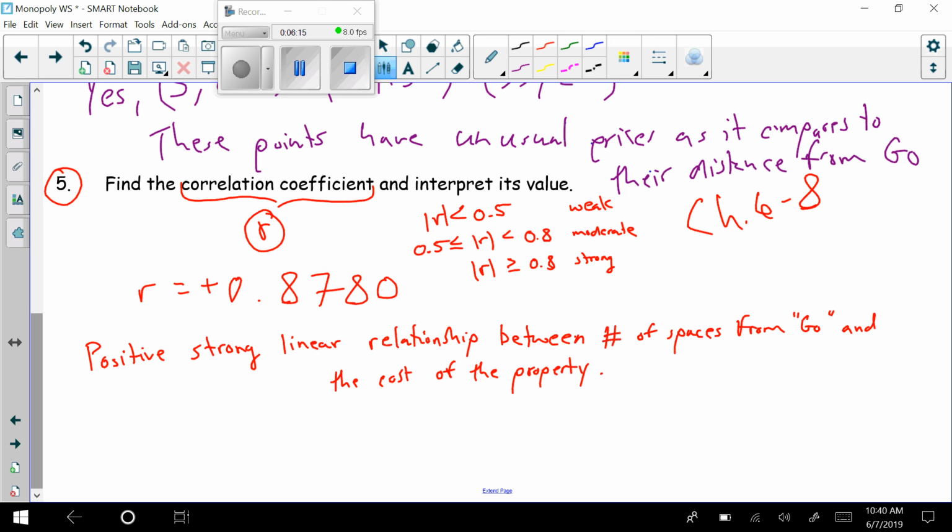Notice that I've given it a direction. I've talked about its strength. Okay, I've talked about its form saying linear. Okay, and then I've got my context piece in here. And those are very important when we're doing the interpretation of a correlation coefficient. That completes numbers 1 through 5. Okay, up next is going to be number 6 from the Monopoly exam.